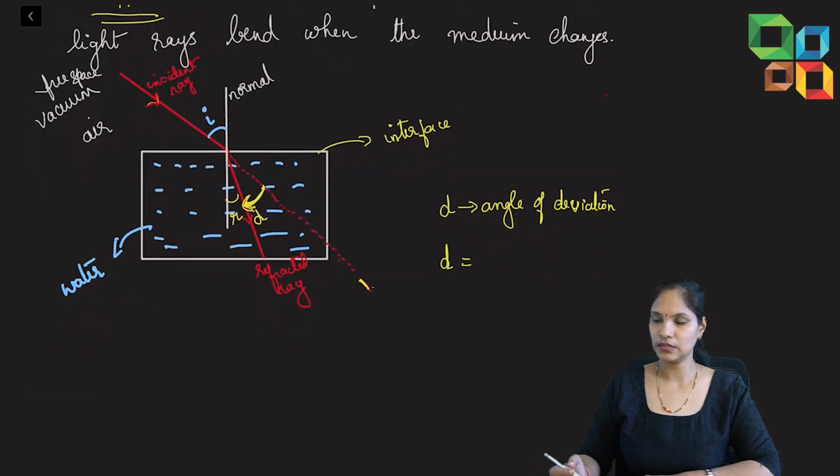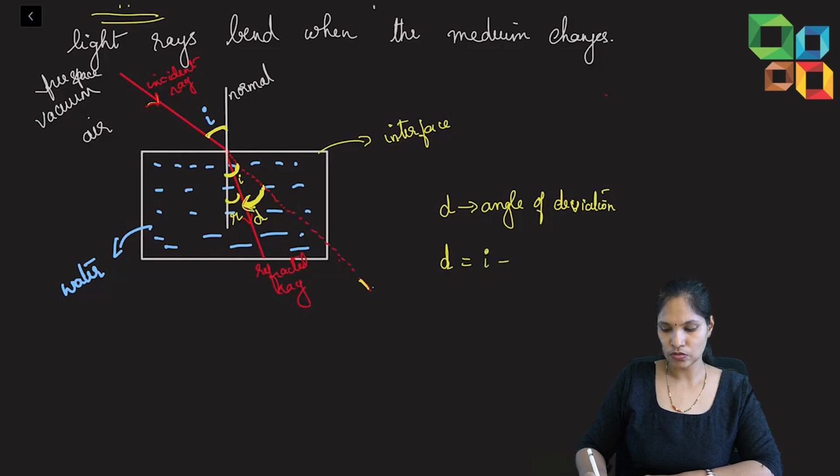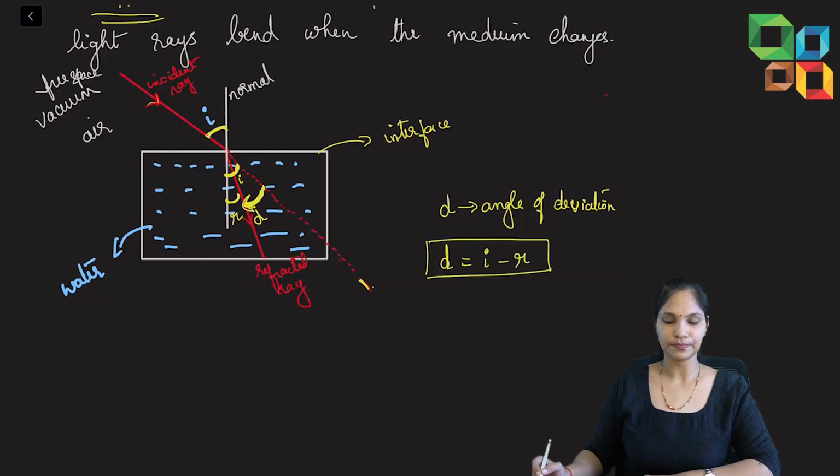You can give a formula now for the angle of deviation. If you see this diagram properly, you can see that this angle is I. And exactly opposite to that, this is the vertically opposite angle. You remember in mathematics, vertically opposite angles are always equal. So this also is I. Now I want to know the formula for this angle. If you take I, and from that you remove R, I minus R, you will get D. So I minus R is the formula for deviation.